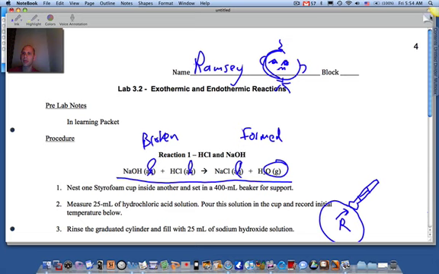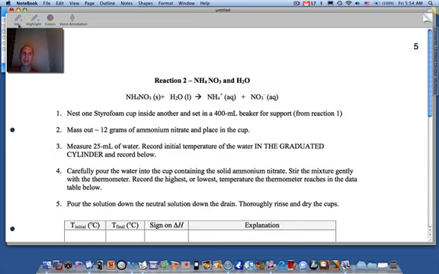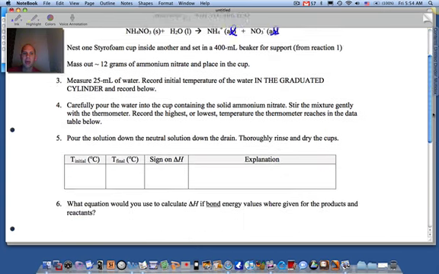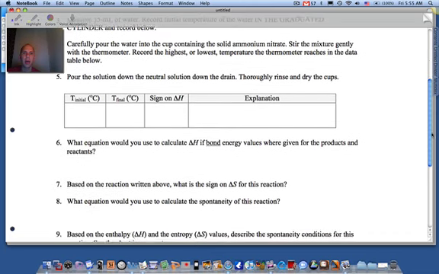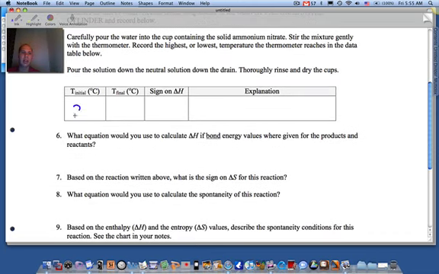Okay, next one. All right, same questions are going to be asked in this one. Why don't we notice initially then that we're starting with a solid and liquid and going to liquids. This is decreasing in disorder, so delta S is going to be negative. In this reaction, we started with like 22 degrees Celsius and went down to like negative 2 degrees Celsius. Delta H is positive.